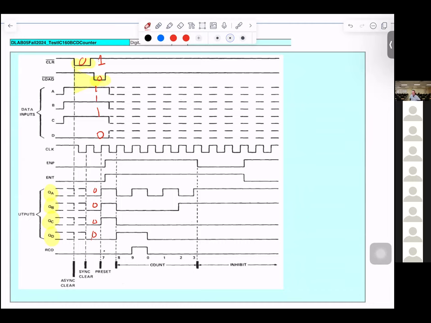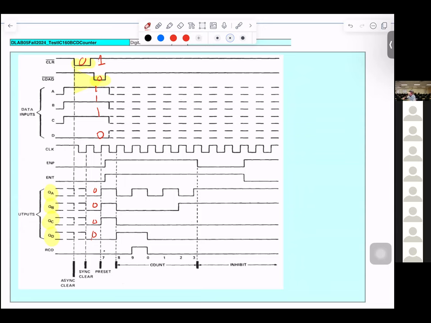Seven. What is it? Seven. Perfect. So make sure the other students who do not quite understand try to understand, or ask your friends who already know. 0111, that's a seven. I gave you the table regarding binary, decimal, and hexadecimal. You look into that and you know what number.